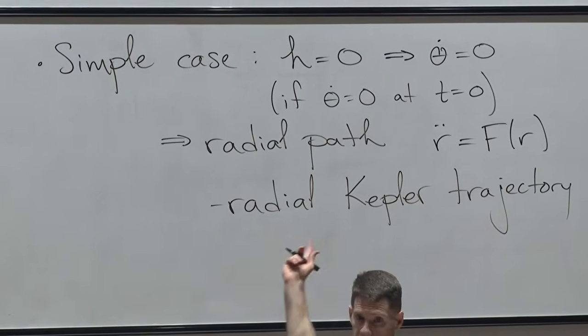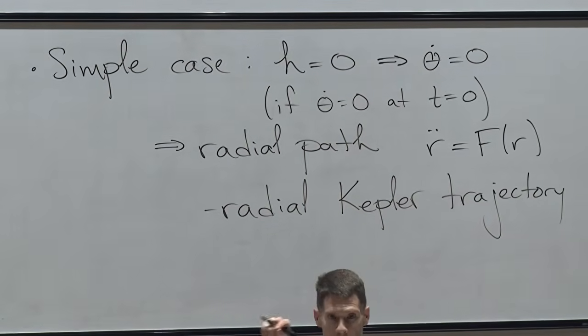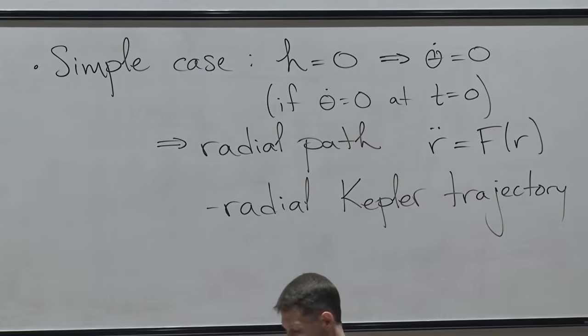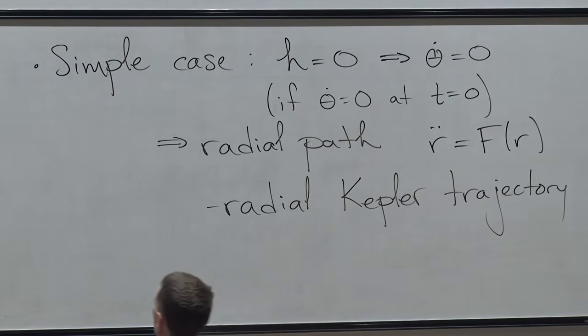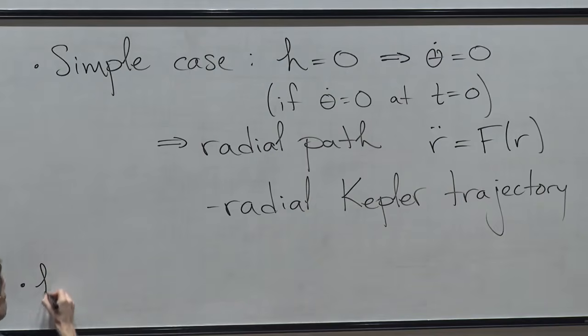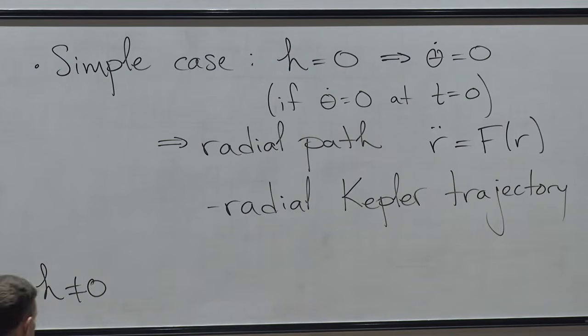But that only works in the case where theta dot is 0 and the trajectory is very simple. Right? So that's the less interesting one. If h is non-zero, we need a trick, and here's the trick.